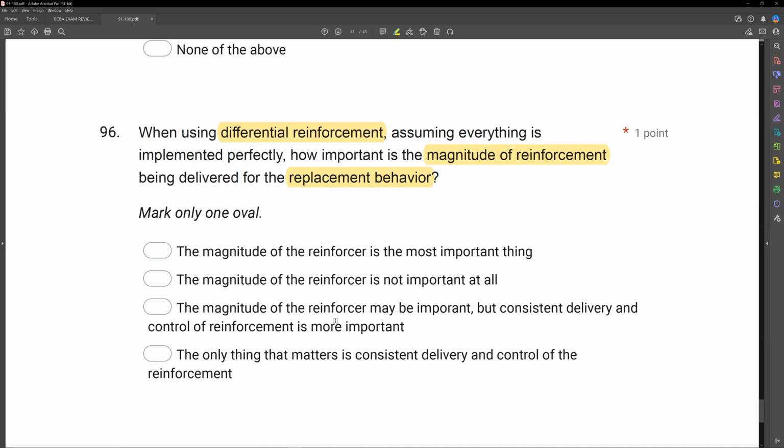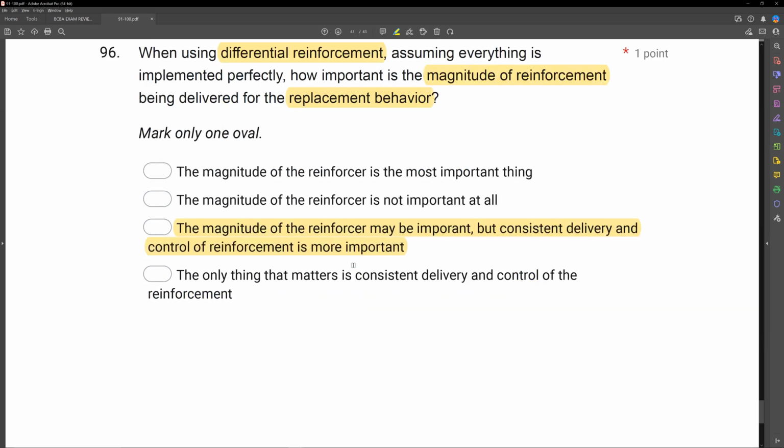Here is what we're looking for. Occasionally, the magnitude might matter. What's always going to matter is that we want to be consistent in our delivery of reinforcement, and we want to control the reinforcement that's being delivered, meaning no bootleg reinforcement. We don't want to miss reinforcement. C is going to be the important aspect of reinforcement in differential reinforcement. And then D, the only thing that matters is consistent delivery and control of the reinforcement. Again, not necessarily. Occasionally, magnitude might matter, but what we want to focus on is consistent delivery and control. All right, so here is C.